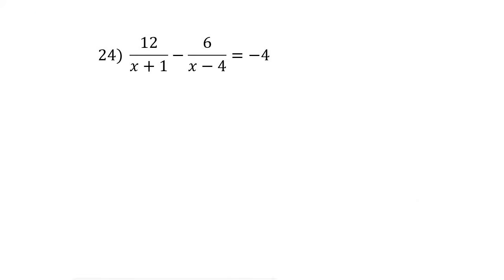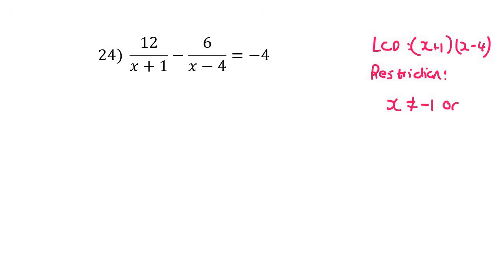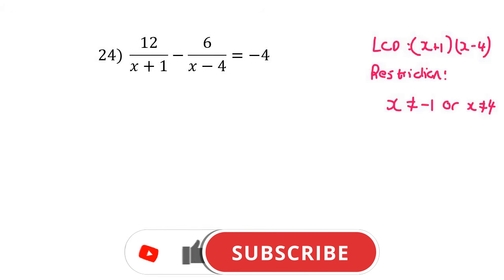So here's question 24. Now the denominators have already been factorized, so straight away we can say that the LCD is x plus 1 multiplied by x minus 4, and so if we look at the restriction, you would eventually find that x must not equal minus 1, or x must not equal 4. So later on when we get our answer, let's just make sure we don't get that.